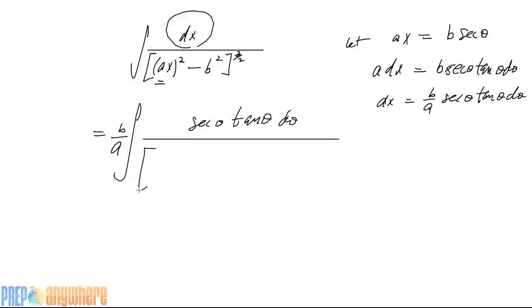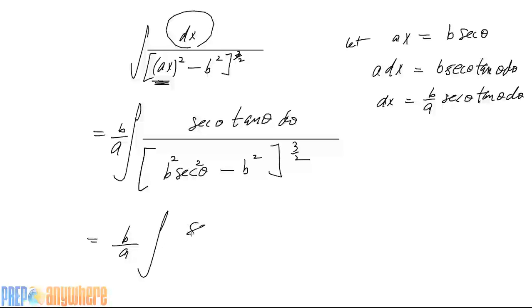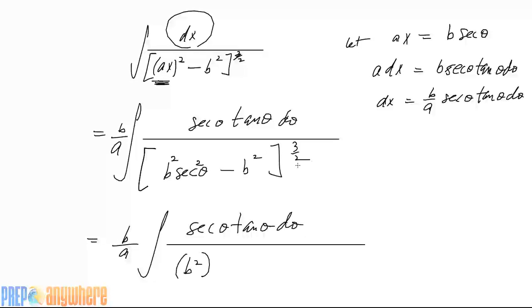Okay, ax I'm going to replace with b secant of theta, and I'm going to square that. So we're going to get that squared as well as this squared. So I just replace that with b squared secant squared minus b squared, all to the power of 3 over 2. So we can factor out a b squared, so we have b squared to the power of 3 over 2. And what's left over inside is secant squared theta minus 1, to the power of 3 over 2.